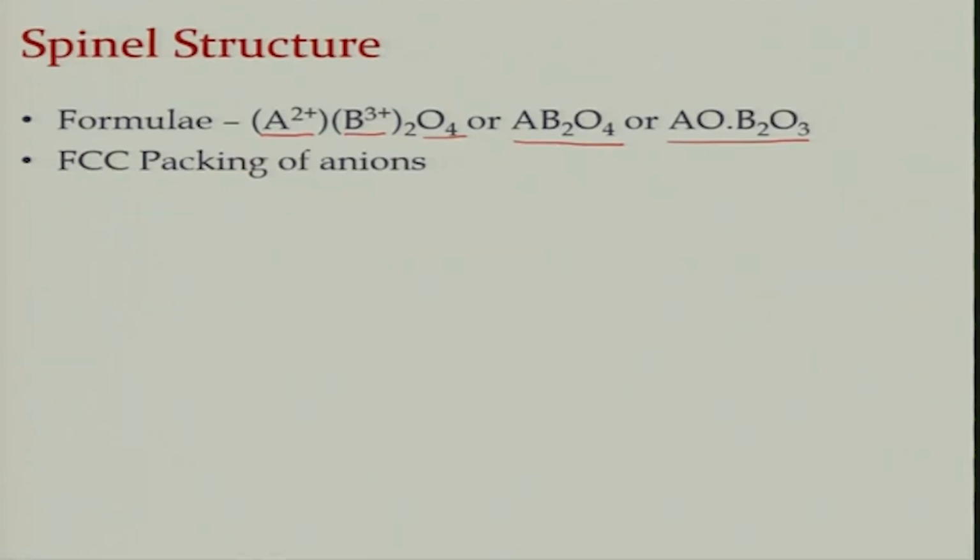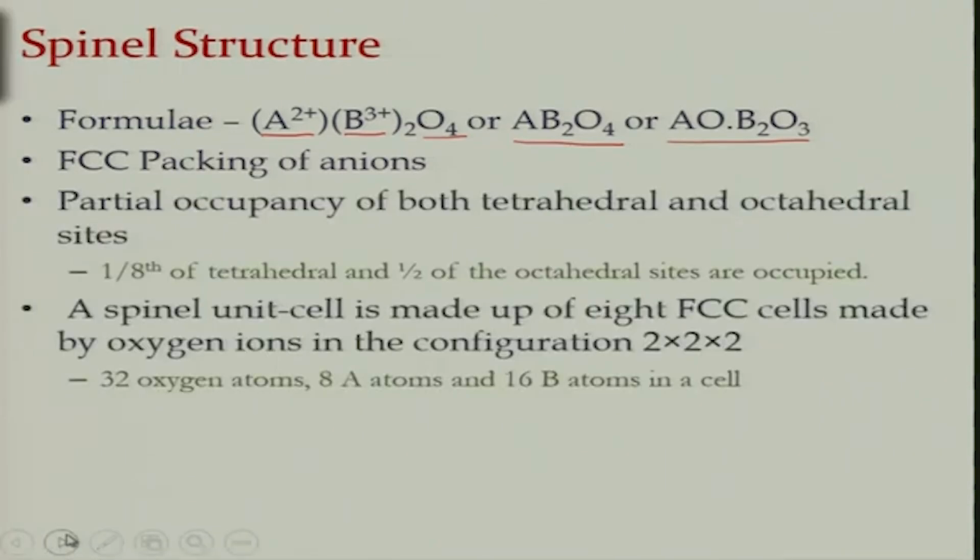This again is based on FCC packing of oxygen or anions, and in this structure you have partial occupancy of both tetrahedral and octahedral sites. You can see that you have 4 FCC, 4 oxygen atoms. So for 4 oxygen atoms you will have 4 octahedral voids and 8 tetrahedral voids, but you have only 3 cations. The way it happens is that 1/8 of the tetrahedral sites are filled.